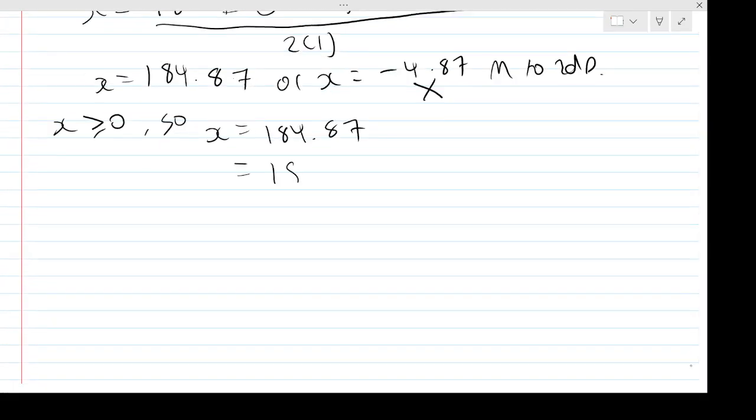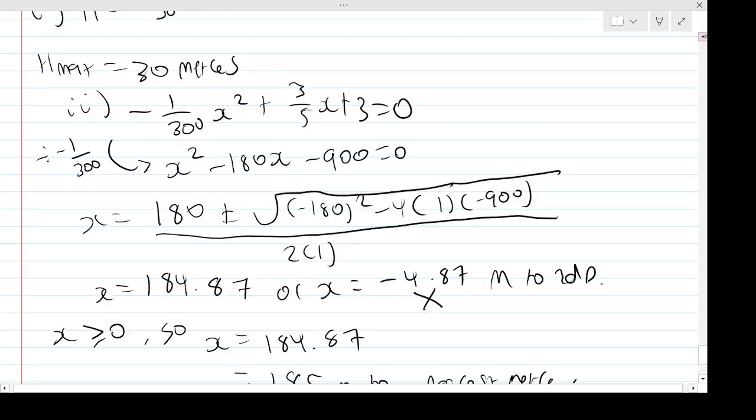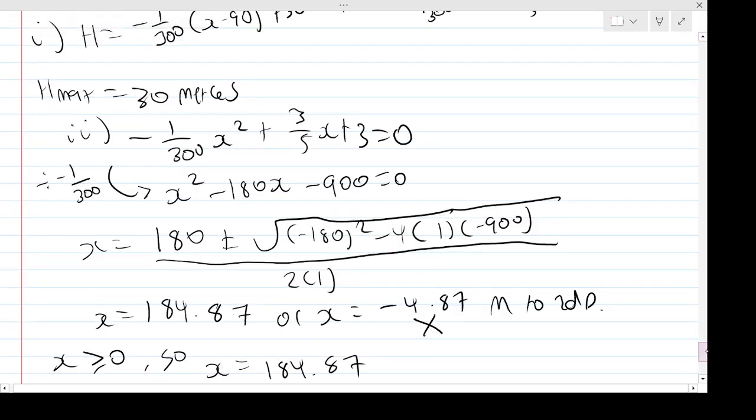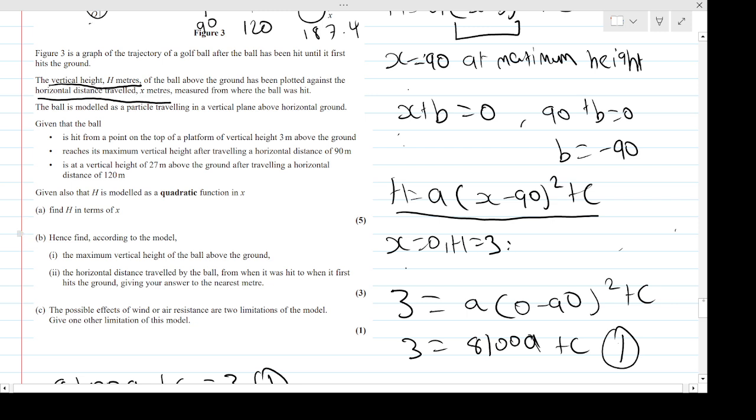And that's going to be 185 meters to the nearest meter, I should say. And there we are. Cool. Then for the last question, the possible effects of wind or air resistance are two limitations. So we discussed that last time. Give one other limitation to the model.